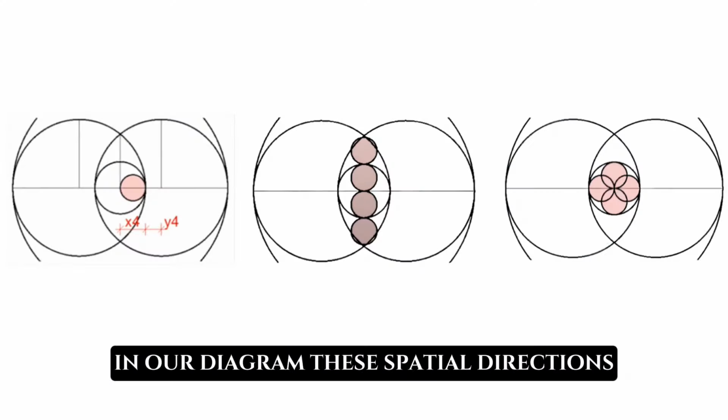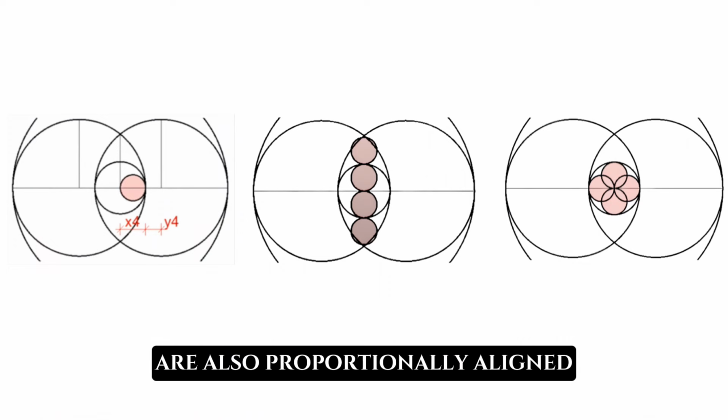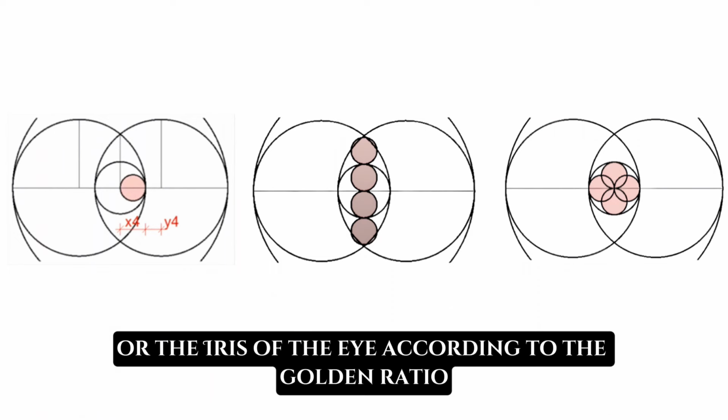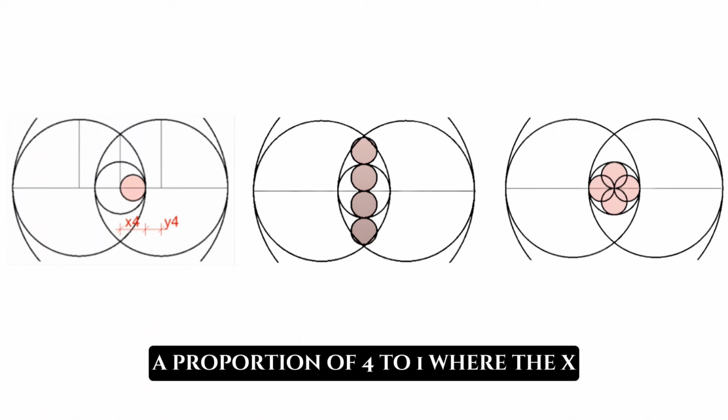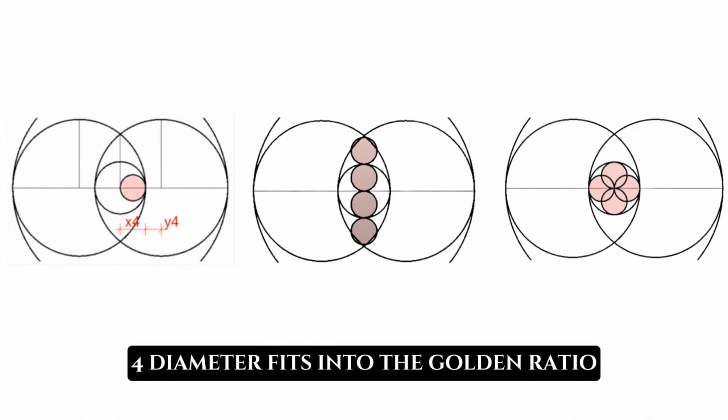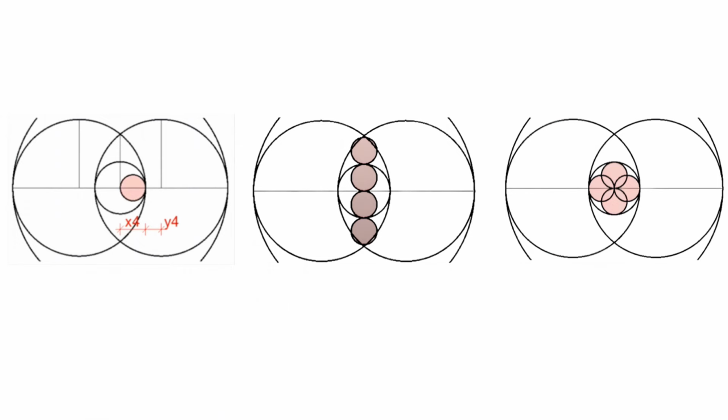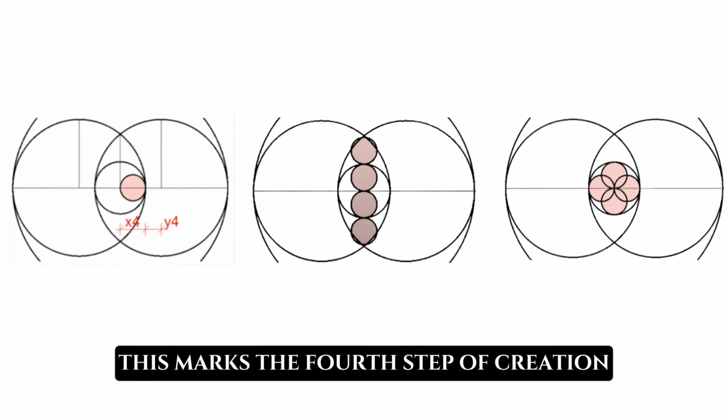In our diagram, these spatial directions are also proportionally aligned with the circle of consciousness, or the iris of the eye, according to the golden ratio. Now we arrive at the final ratio, a proportion of 4:1, where the x4 diameter fits into the golden ratio in relation to the whole. This marks the fourth step of creation.